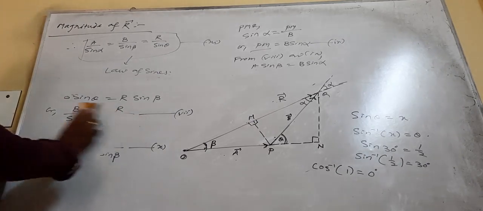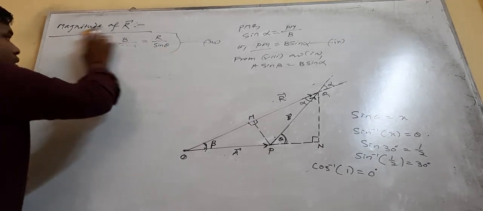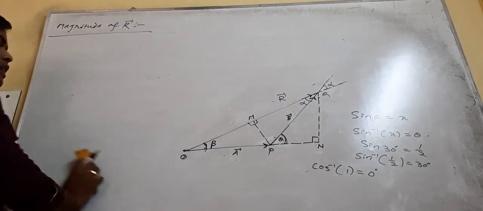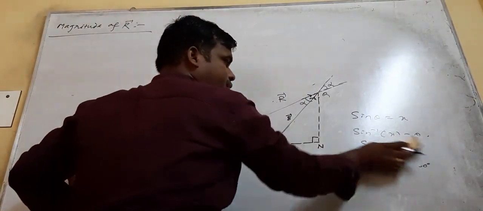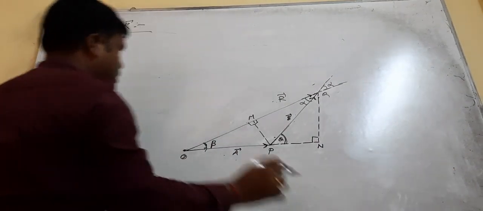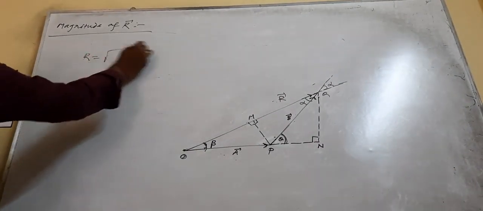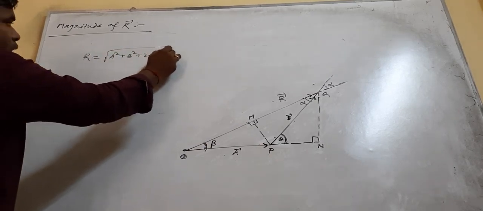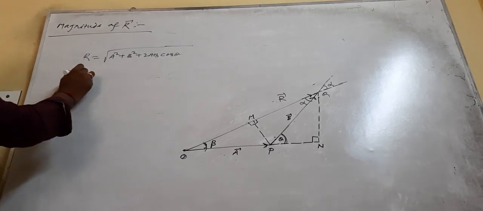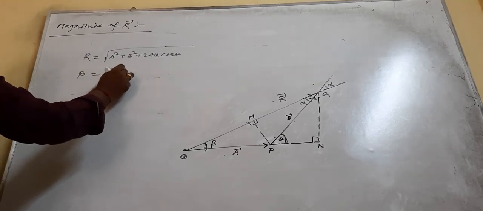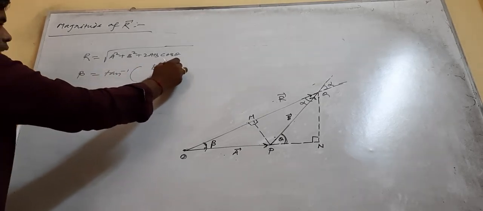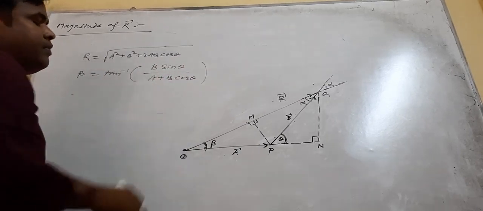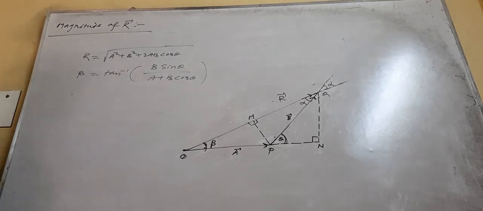So, two important formulas for the magnitude and direction of the resultant vector: you got R is equal to root over of a square plus b square plus 2ab cos theta. And for direction, it is tan inverse of b sin theta by a plus b cos theta. So what is theta? The angle between the a vector and the b vector.